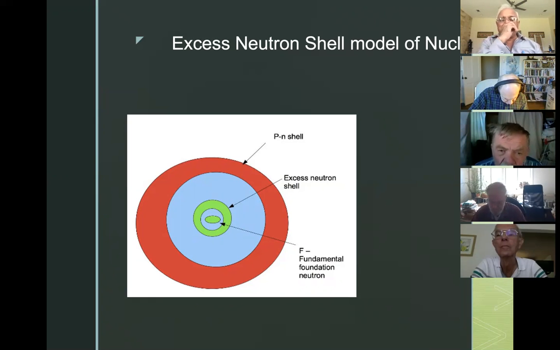In getting the stability from the excess neutron shell, in the center, the first neutron of the excess has to go there. That creates one little standing wave if we look at it from the quantum mechanics perspective, and the remaining neutrons form the shell. So those are the two things that I wanted to show.